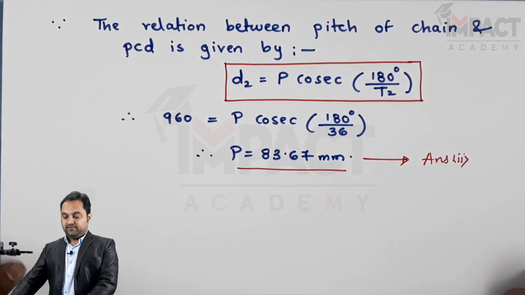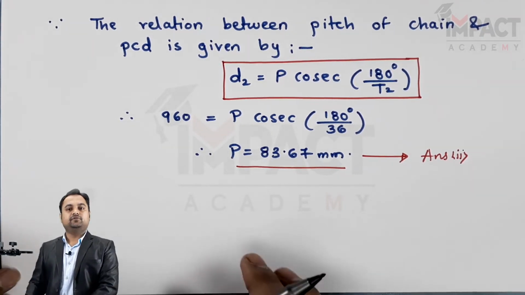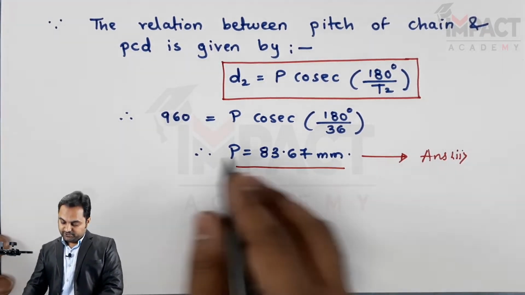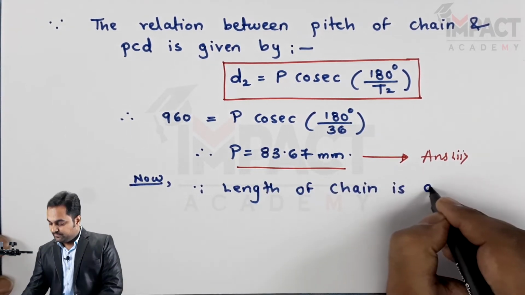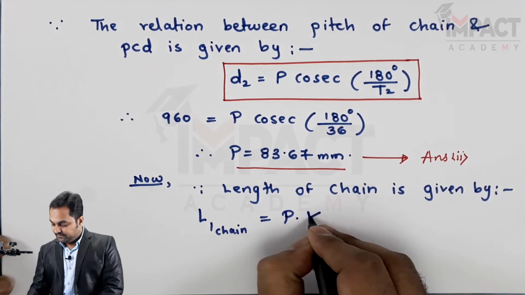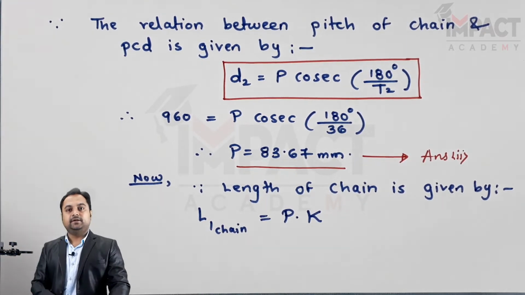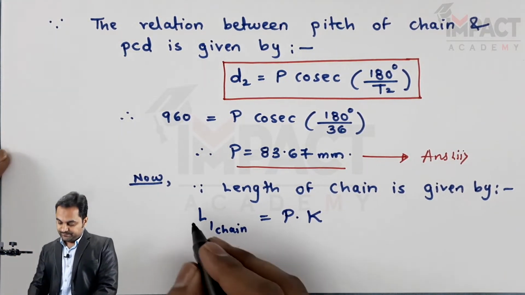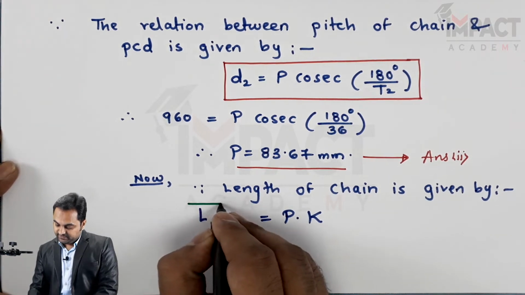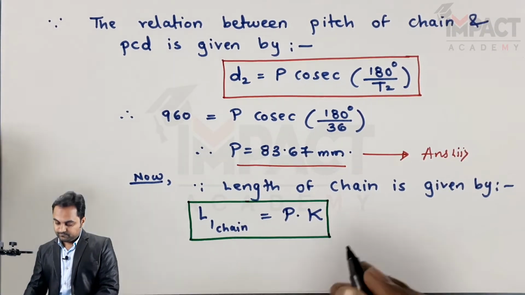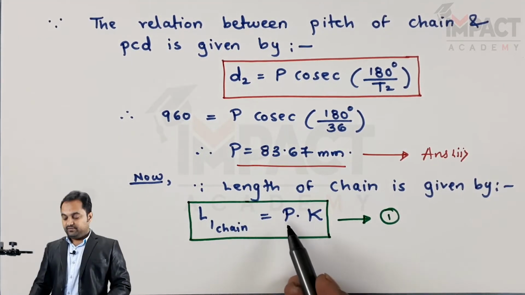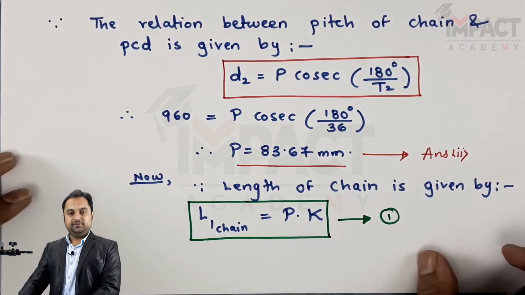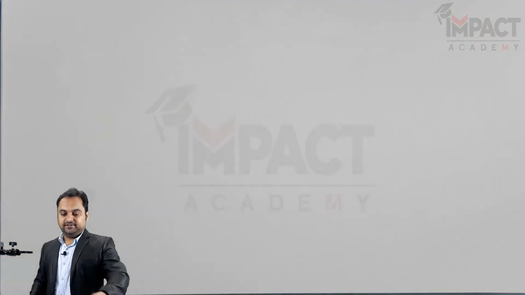Next, after getting the value of pitch, we have to find the length of chain, and for that I'll say that length of chain is given by pitch multiplied by K, which is called the multiplication factor, which I am going to find now, keeping this as equation number 1. Since the pitch is known, now I am going for the multiplication factor K. I'll write the formula for it.